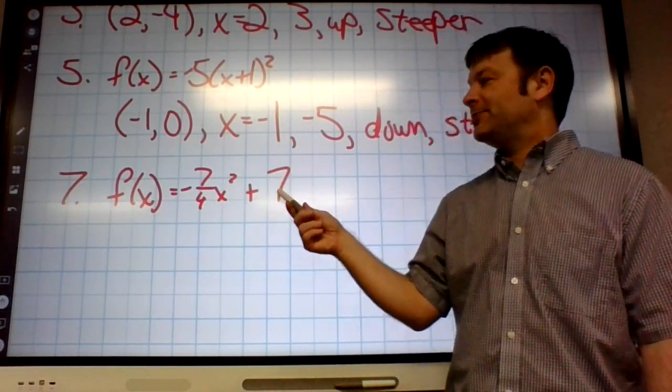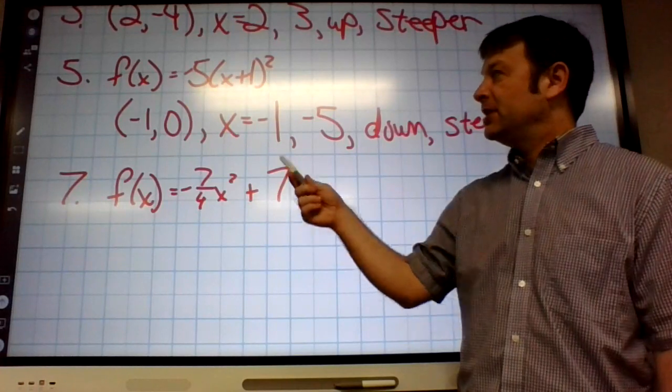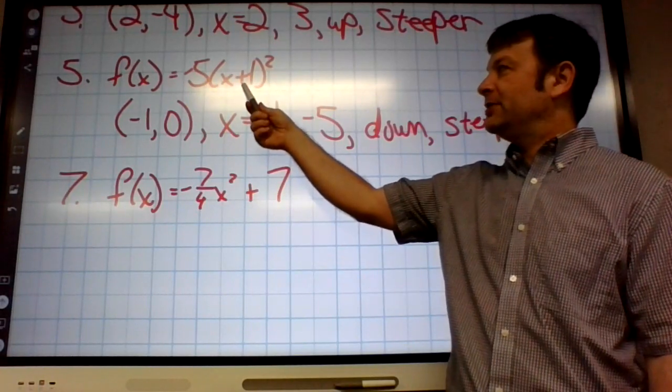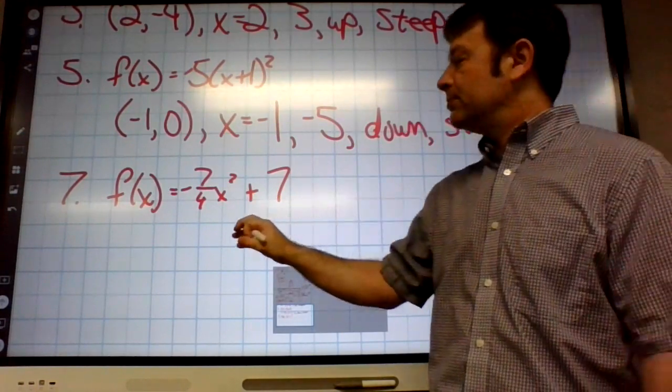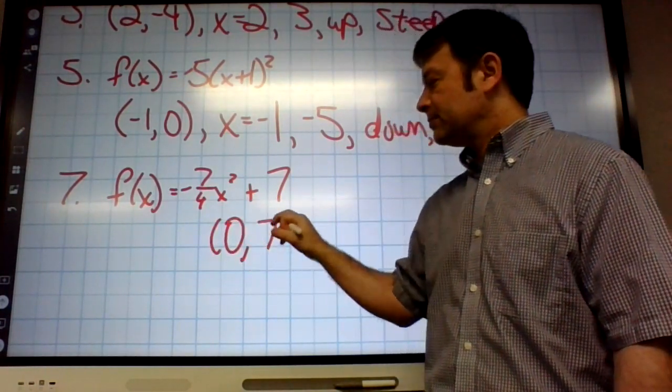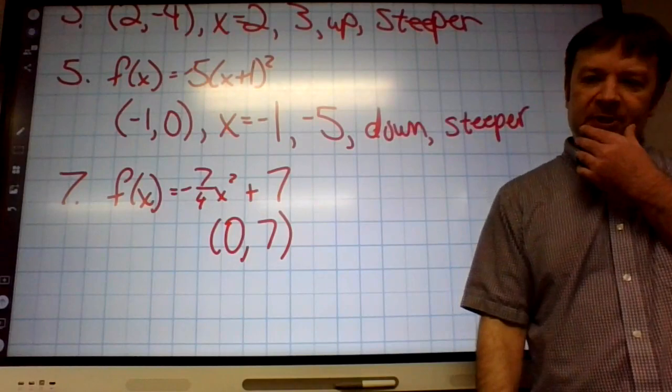We've done stuff like this before. Up 7? Going to go up 7. So it's not going to move left or right. It is going to go up 7. So 0, 7. That would be the vertex.